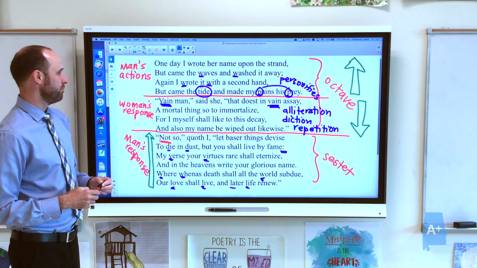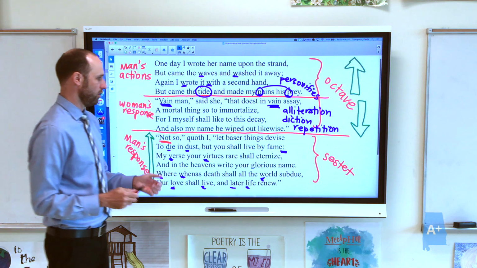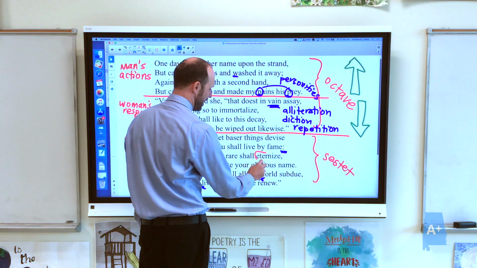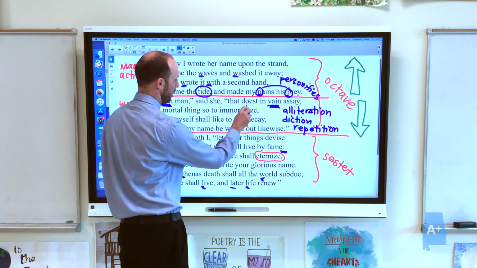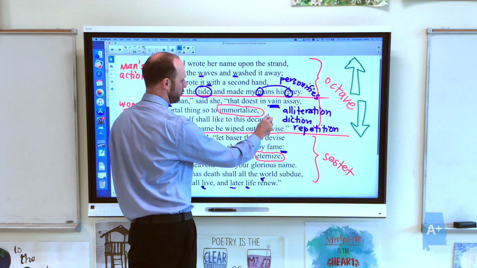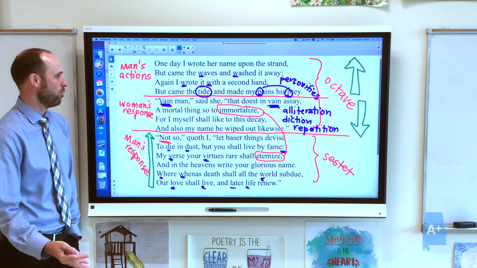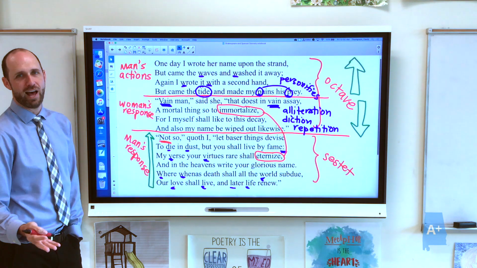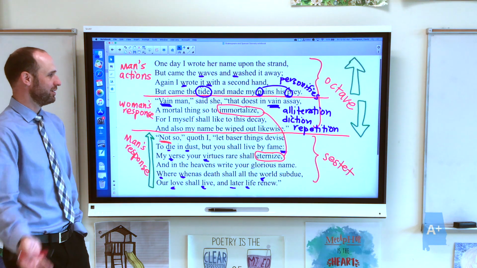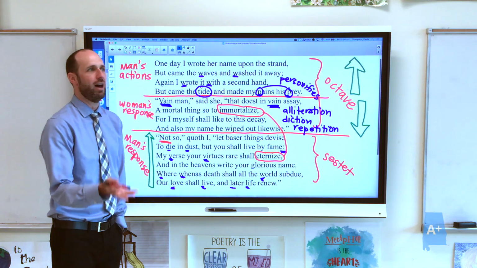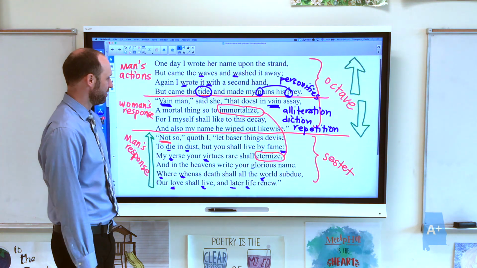If I had to pick the most important word in this poem, that's always debatable, but I kind of like eternize because it's a weird word. Maybe it's not as weird as the word immortalize. We understand that, to turn something into immortal. But I like the word eternize because it's not one we use, to make something eternal. And that's what the poem's about. How do I make something last forever?